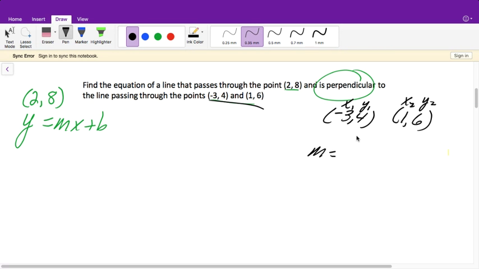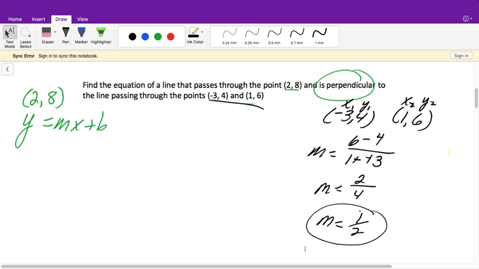So our slope is equal to 6 minus 4 over 1 minus -3. This turns a plus. Our slope is equal to 2 over 4, which is 1/2. So if our line is perpendicular to this line, then that means that this slope has to be the negative reciprocal. So we will flip it, and it'll be 2 over 1, and since it was positive, it becomes negative, so that means our slope is equal to -2.